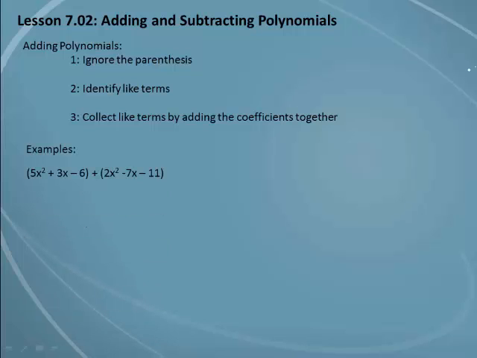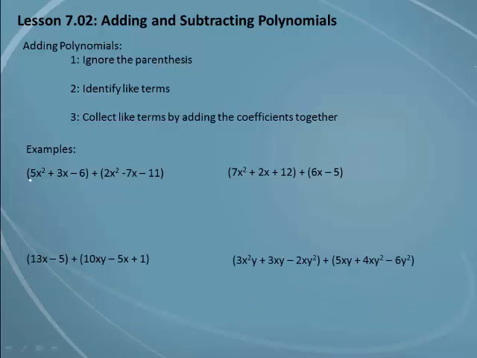For example, a couple of examples. Here I'm adding two trinomials. I ignore the parentheses. I identify like terms, 5x squared and 2x squared, 3x and negative 7x, negative 6 and negative 11. These are my like terms. So I collect like terms by adding the coefficients together.